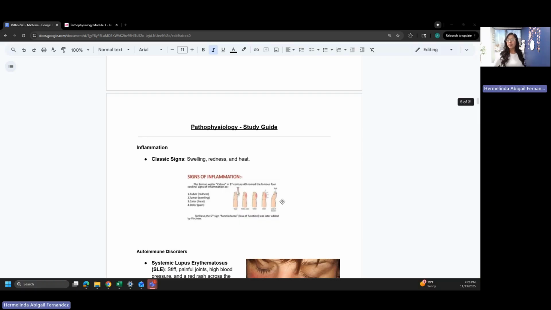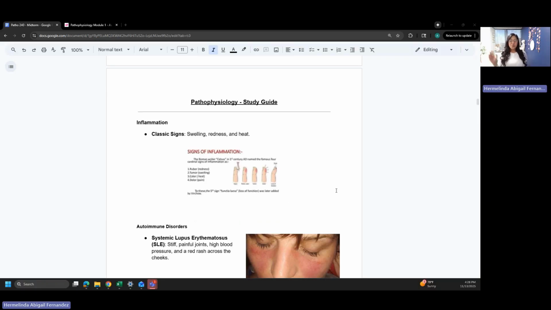All right, so our study guide. Inflammation: we know that the classic signs of inflammation are swelling, redness, and heat. As a reminder, all of your questions for pathophysiology are situation-based. So you as a nurse have a patient who comes in experiencing classic signs of inflammation. What would those be? Swelling, the redness that you're going to see, and also whenever you're touching, they're going to have that heat. Okay.